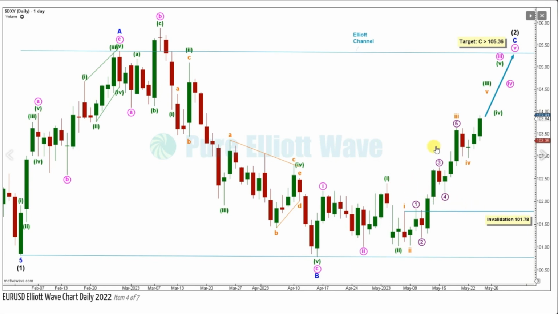Invalidation for the current count sits at 101.78, and that is where wave 4 would enter the price territory of wave 1 in an impulse, this time at this orange sub-minuet level. Let's move on to the technical charts.